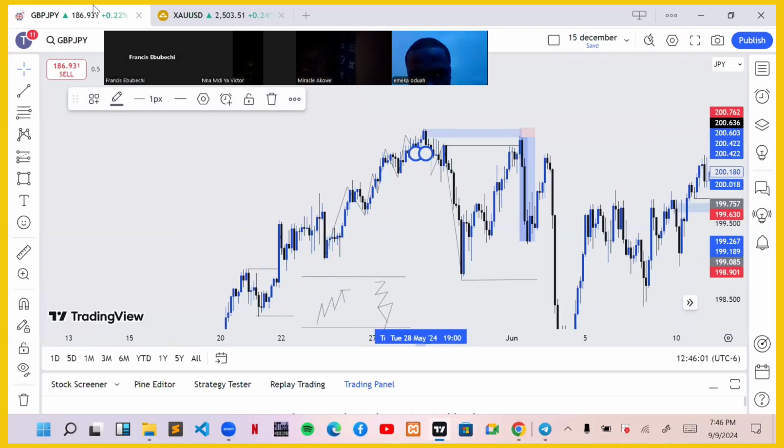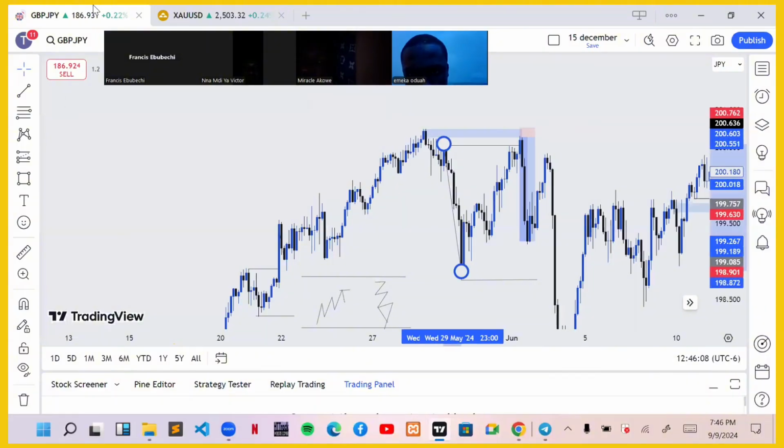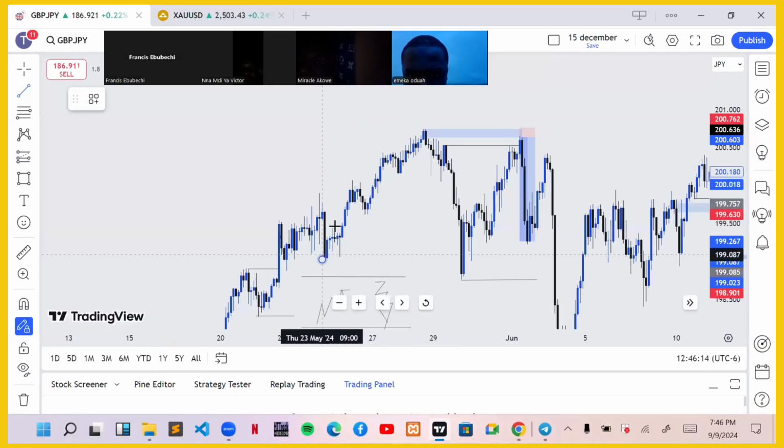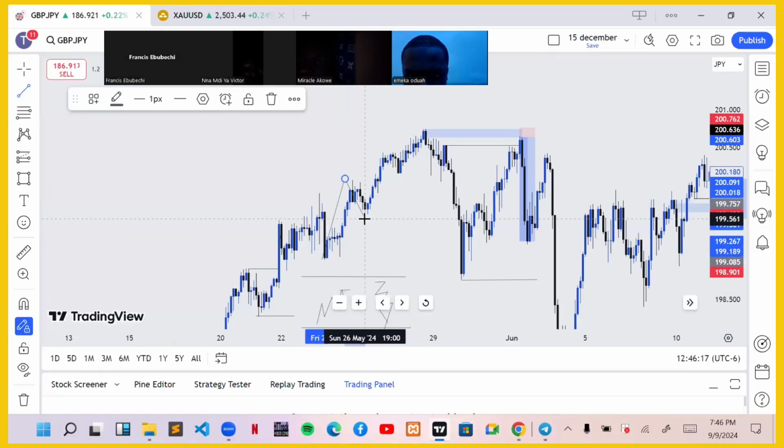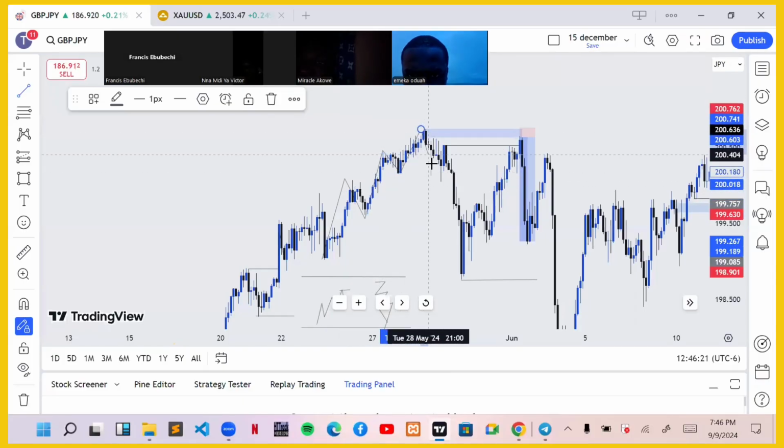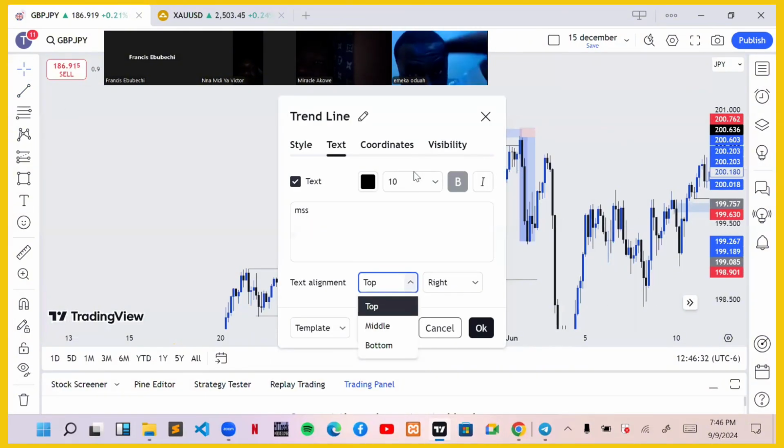Like this. If you pay attention to this chart here, you see that price was previously on an uptrend. So the market was making a series of higher highs and higher lows. Pay attention here, you see it. Higher highs, higher lows, higher highs, higher lows, higher highs. The market made a lower low here, signifying a market structure shift. This is the structure part of my strategy, and I'll indicate it with MSS right here. This is MSS, market structure shift.